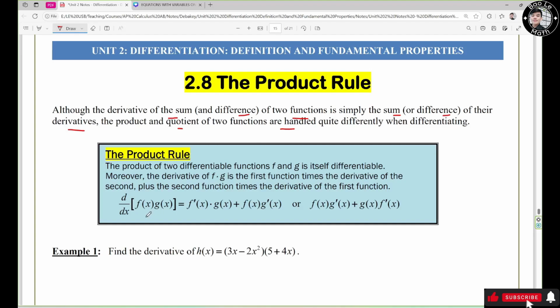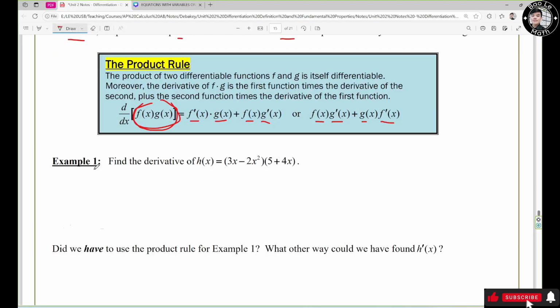Now the product rule. The derivative of f of s times g of s equals f prime of s times g of s plus f of s times g prime of s, or f of s times g prime of s plus g of s times f prime of s. Now, let's take a look at example number 1.